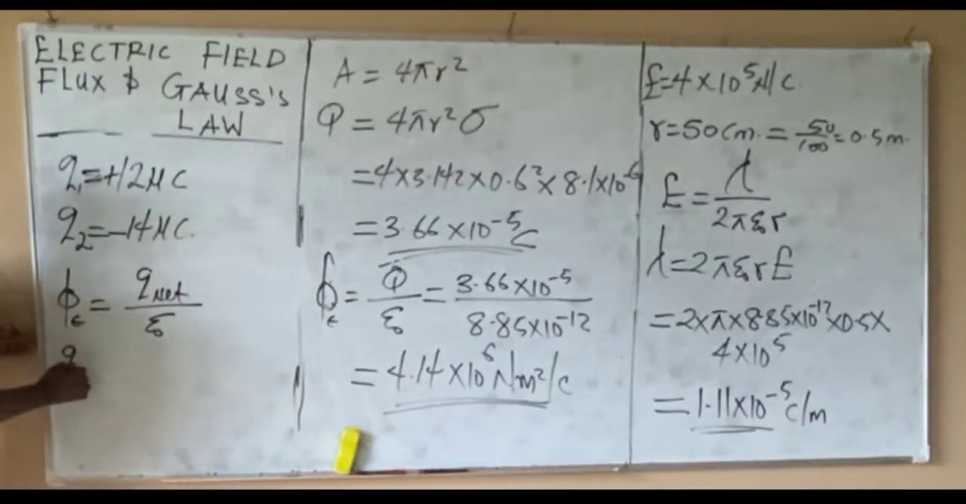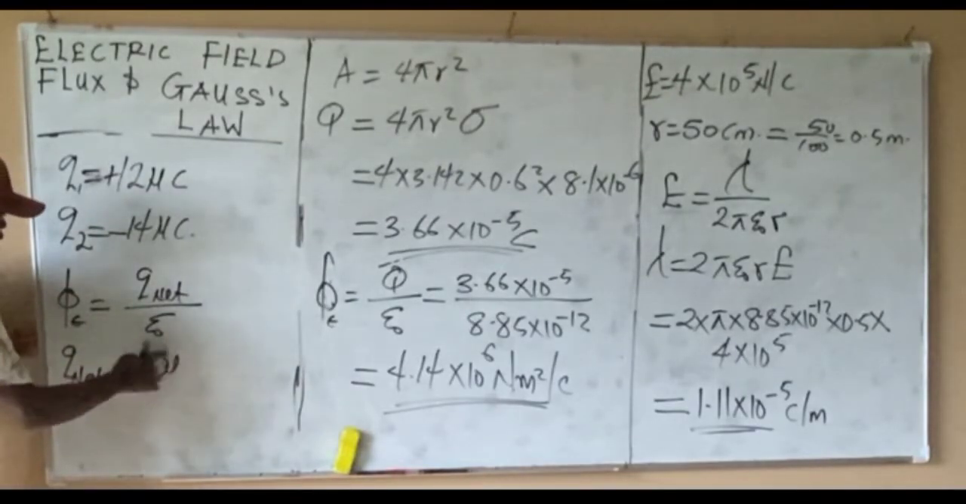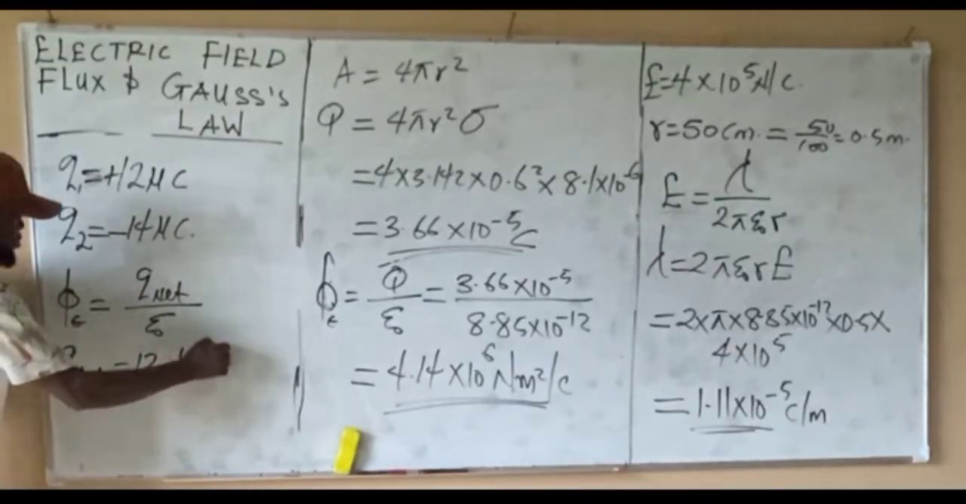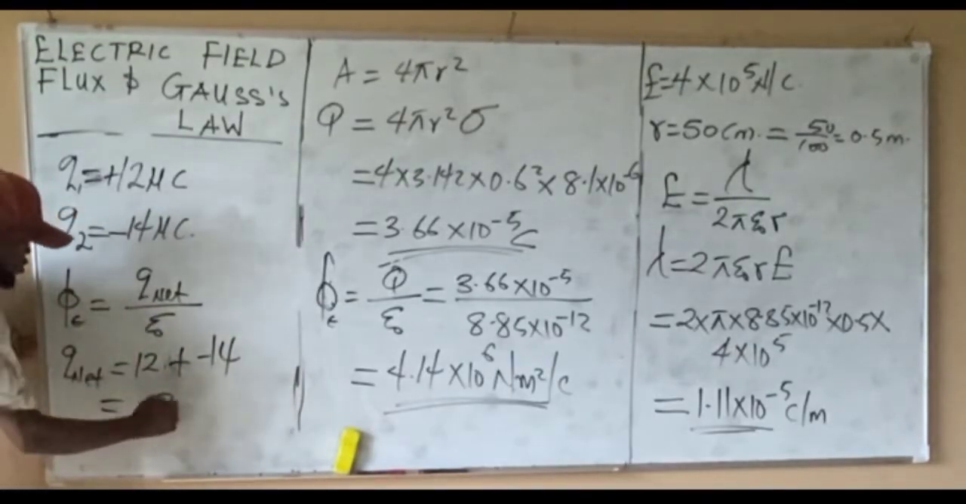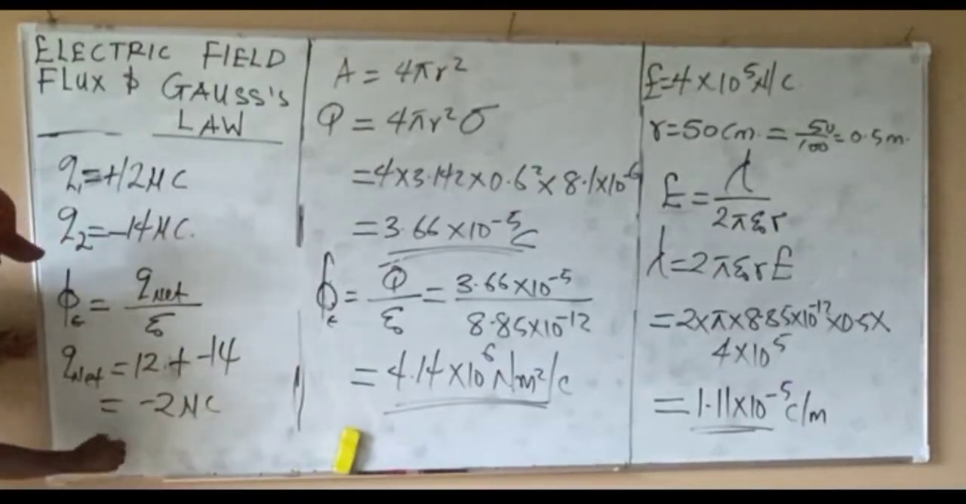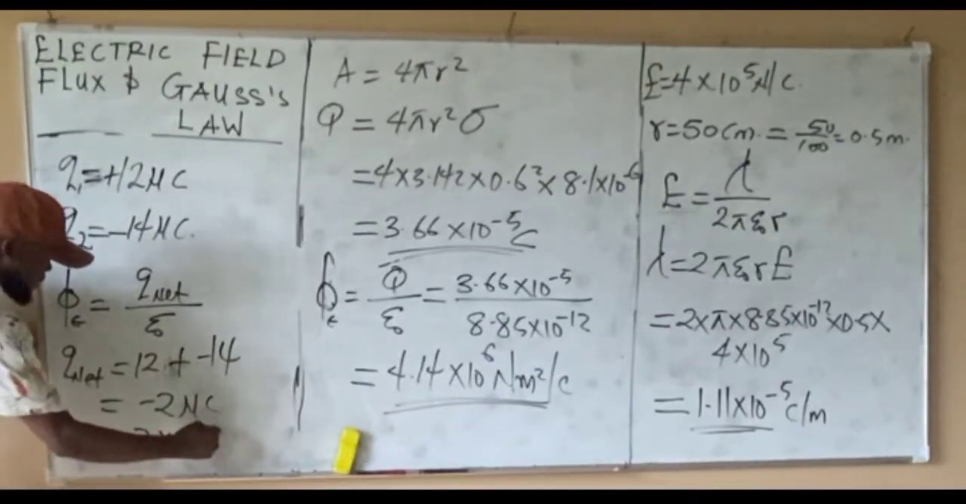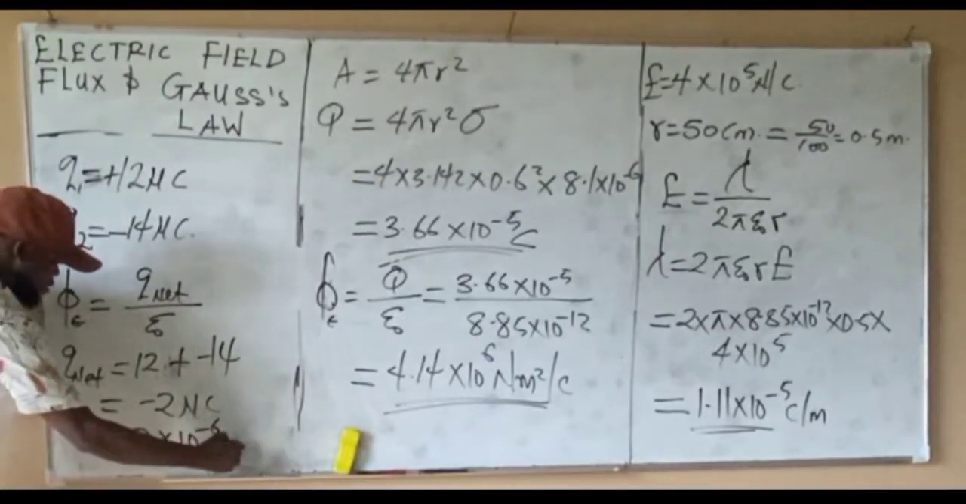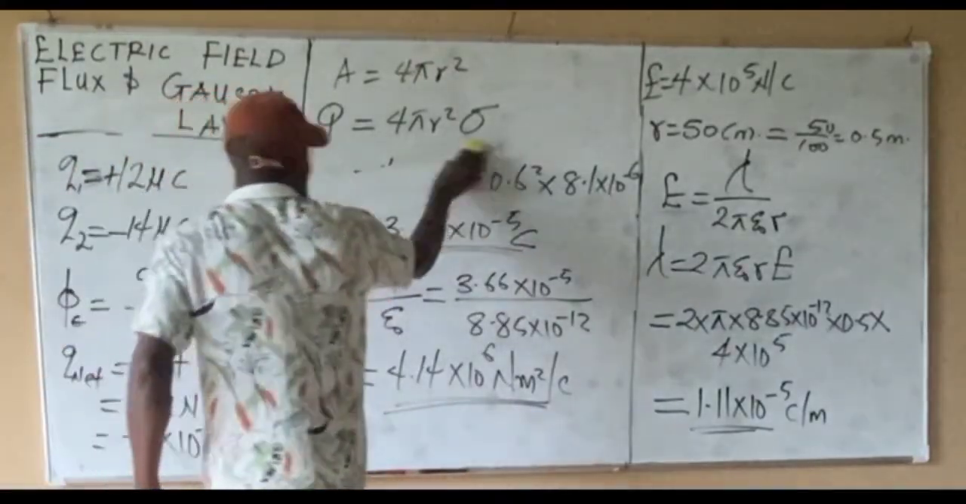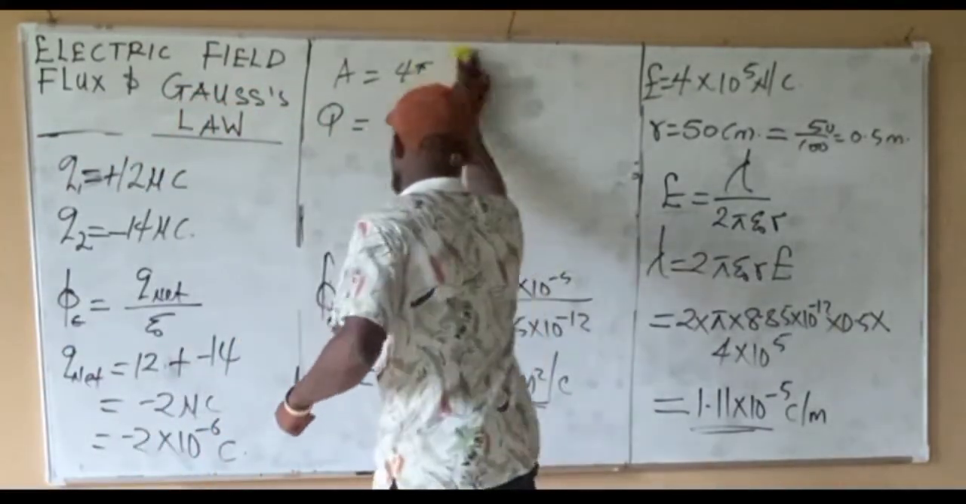So what will be the total charge? 12 microcoulomb plus minus 14 gives us minus 2 microcoulomb. That is the same thing as minus 2 times 10 to the power minus 6 coulomb. You don't remove the sign; solve with the sign.